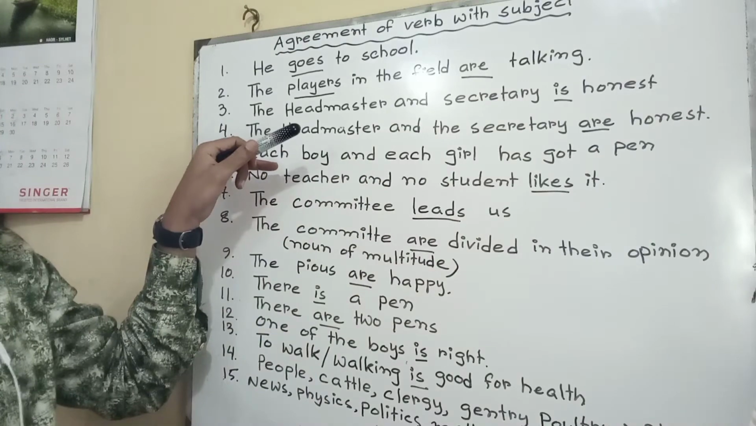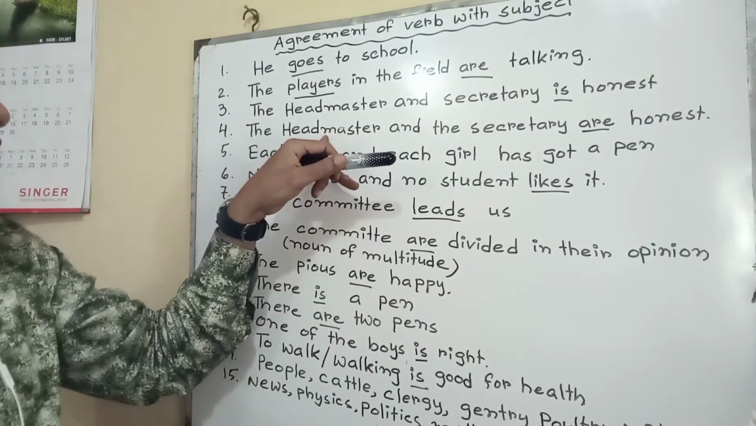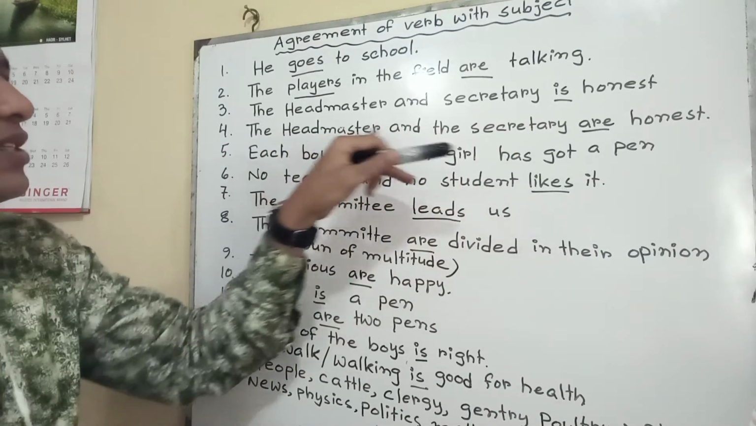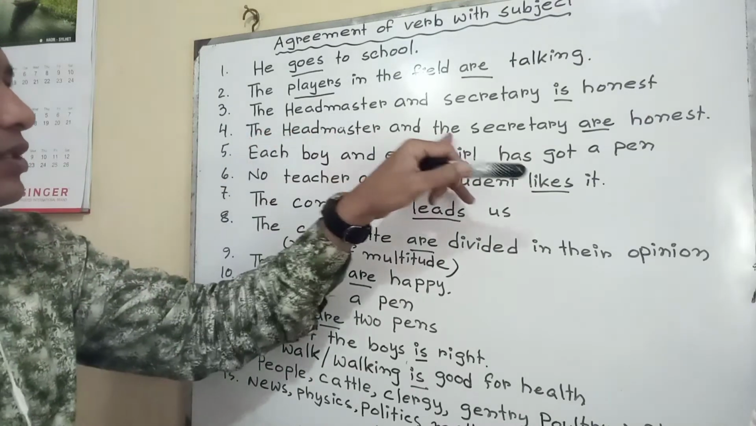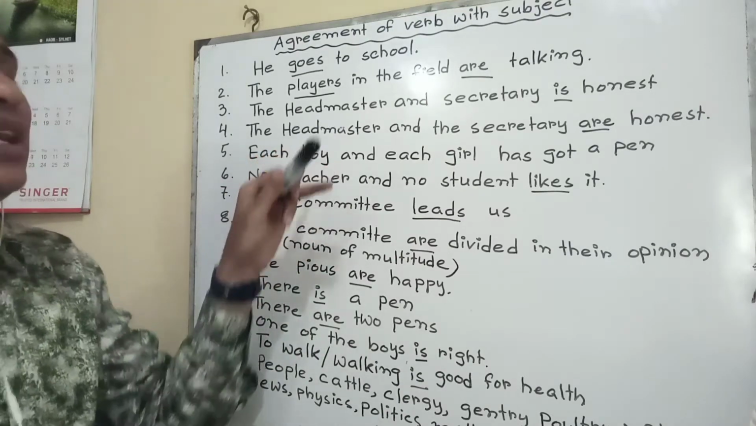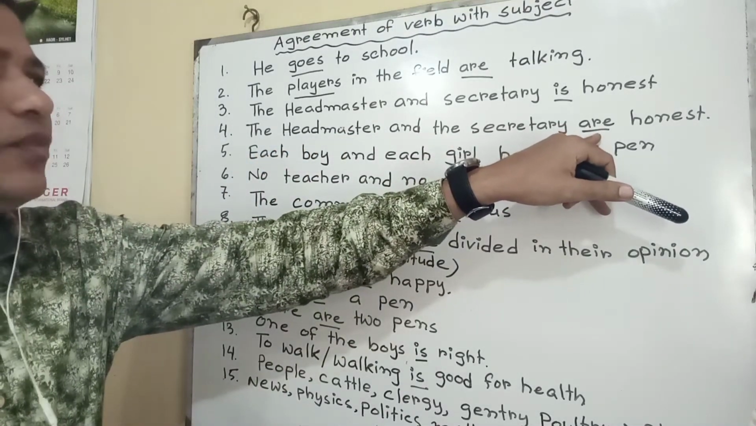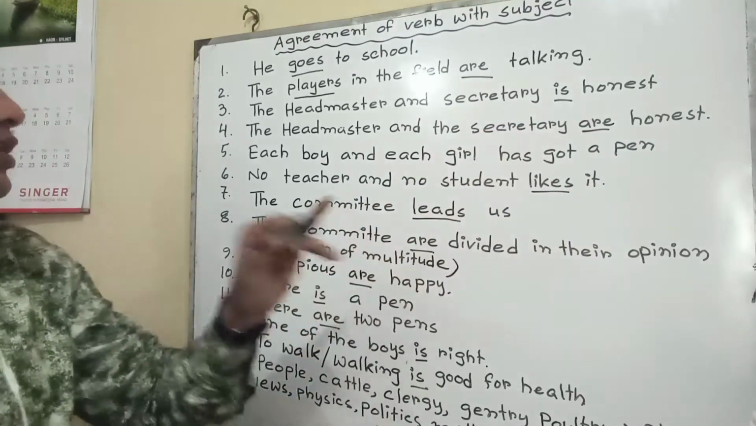See again rule 4, the headmaster and the secretary. That means before each post or designation the is used. That means two persons are here. For two designations the is used. At that time we can say that two persons are there. As there are two persons, the plural verb will be are, have, were in this way.